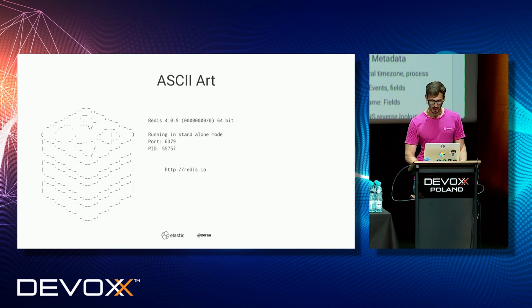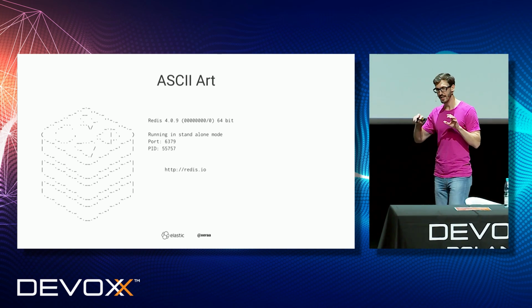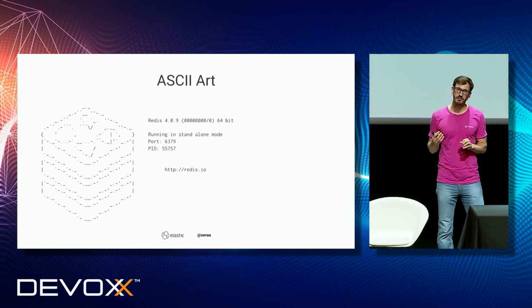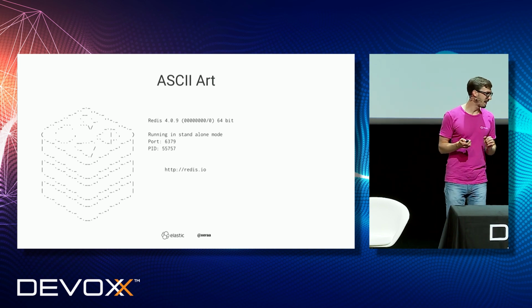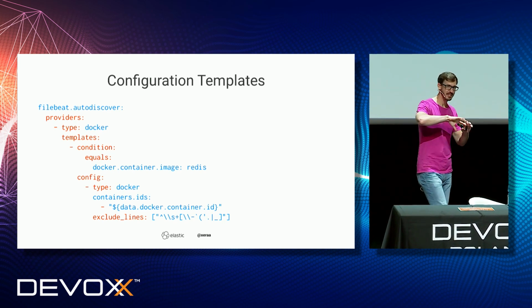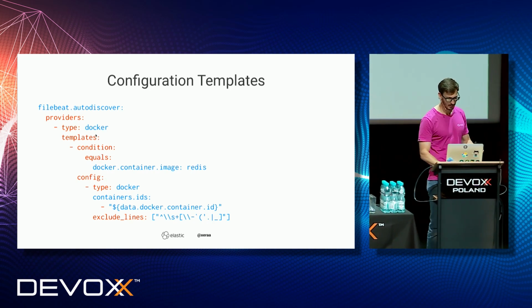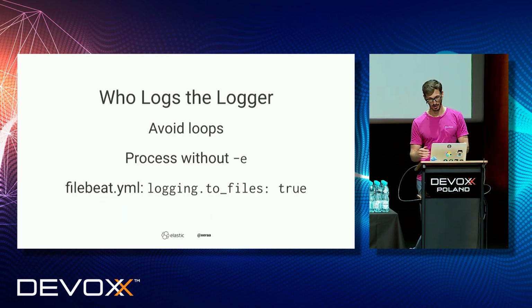What you can also run into is some applications try to be fun, like Redis. They have this ASCII art when they start up. Is ASCII art very helpful when you do centralized logging? Probably not so much. So what you can do is you can define a rule where you basically say, like, this should be removed automatically. So basically what we see here is we use the Docker metadata, Docker container image Redis. So if it's a Redis instance, then we will apply this exclude_lines rule, and this is the right regular expression to get rid of the ASCII art. And this way you can just filter out any ASCII art you have in there.